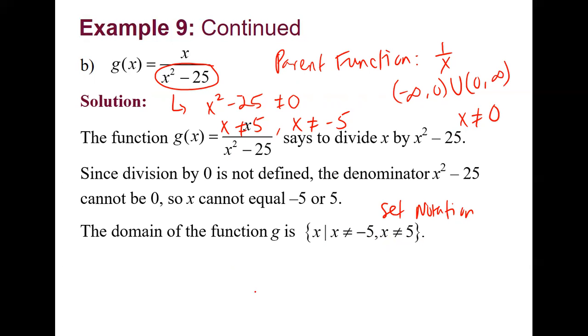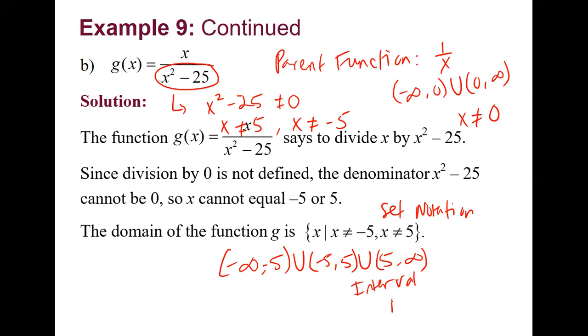And then I don't think I wrote interval. Your interval notation would be from negative infinity to negative 5, union, negative 5 to positive 5, union, 5 to infinity. That would be your interval notation. So again, the first thing you need to identify is the parent function and think of the behaviors of that parent function, because that's what the domain would relate to.